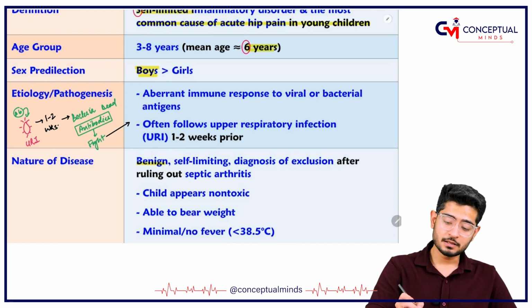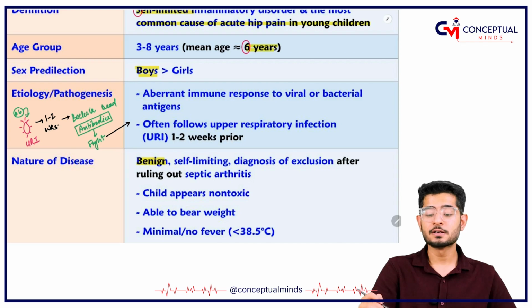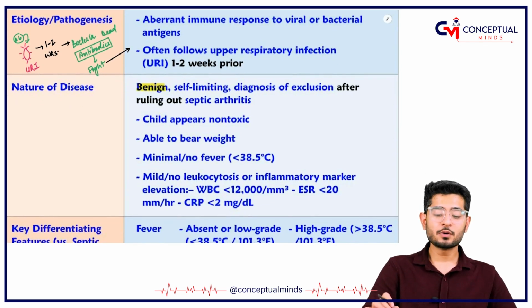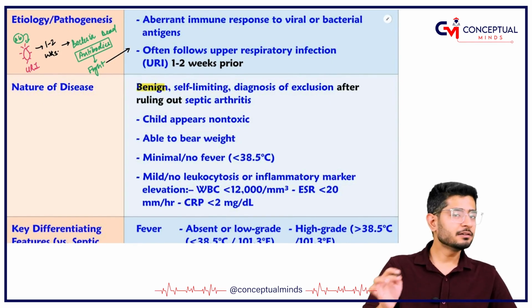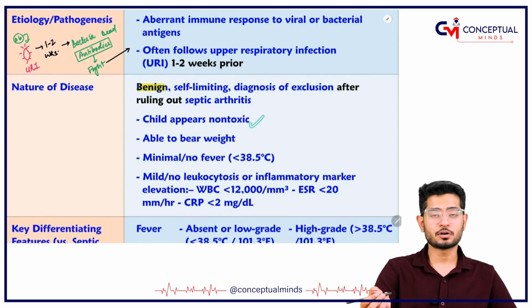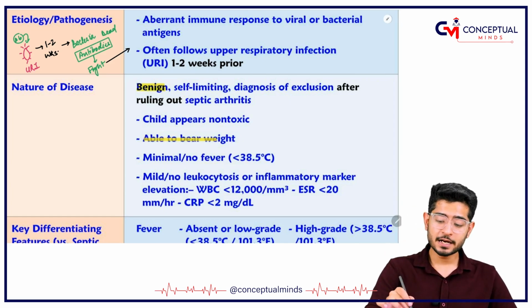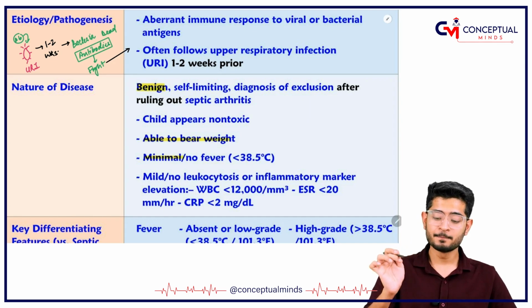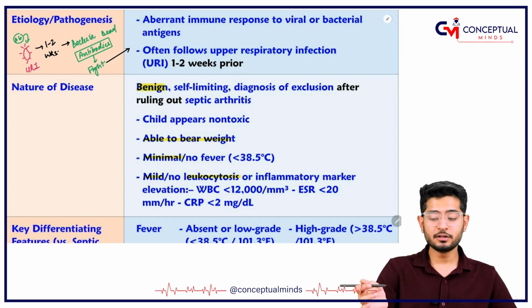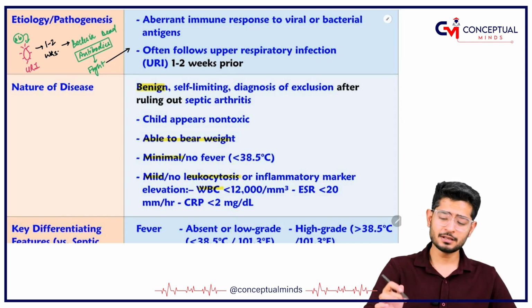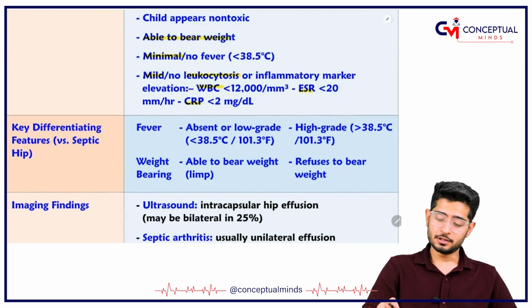Please remember, this is a very benign disease. I have told you this is a self-limiting disease. The child appears non-toxic, but because synovitis is there, mild pain is present and the child will not be able to bear weight. There will be minimal fever because of inflammation. There will be mild leukocytosis, with WBCs approximately 12,000. ESR and CRP are also increased, but on the lower side.